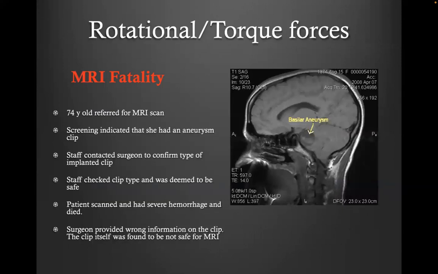So what could cause a problem, this torque force? There's another MI fatality, which is more distant in the past. A 74-year-old female patient was referred for MI scan, and the screening indicated that she had an aneurysm clip, but the type was wrong, not reported properly. So the patient actually got scanned because it's thought to be safe. And then because of the torque of this aneurysm clip within the MI scanner, it just caused a severe hemorrhage and the patient just died.